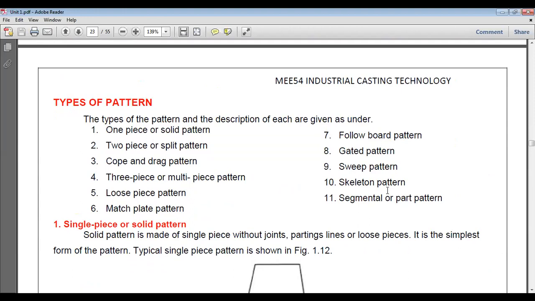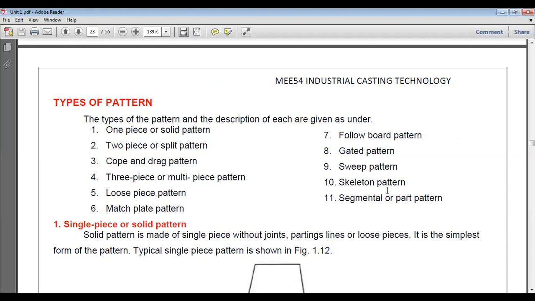Pattern, as I told, is a replica or duplicate of the casting that is to take place. The part that is to be produced by casting, and the pattern is the duplicate or replica. So we have 11 types of basic patterns. First is called one piece or solid pattern. Then two-piece or split pattern, cope and drag, three-piece or multi-piece pattern, loose piece pattern, match plate, follow board pattern, gated pattern, sweep pattern, skeleton pattern, and segmental or part pattern. All of these we will be discussing today one by one.